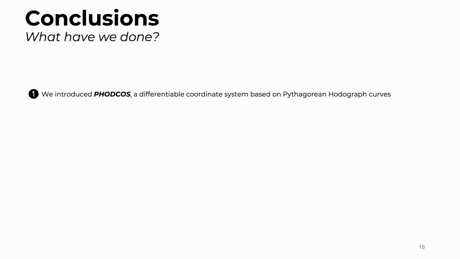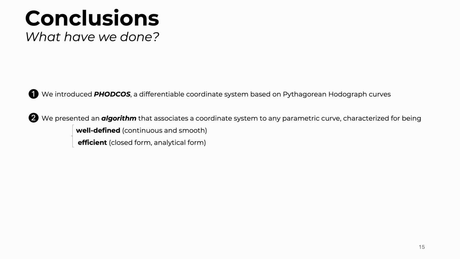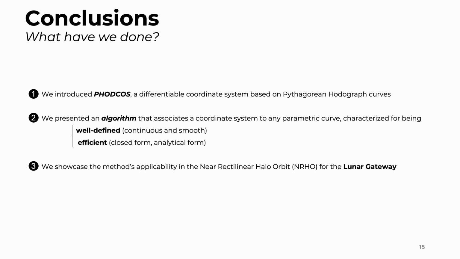And summing it up, what have we done? Well, first of all, we've introduced PHODCOS, a differentiable coordinate system based on Pythagorean hodograph curves. Second, we've presented an algorithm that associates a coordinate system to any parametric curve, characterized for being well-defined in the sense that everything is continuous and smooth, and it's efficient in the sense that everything is given in closed-form analytical expressions. Last but not least, we've showcased how the method's applicability can be used in the NRHO for the Lunar Gateway.